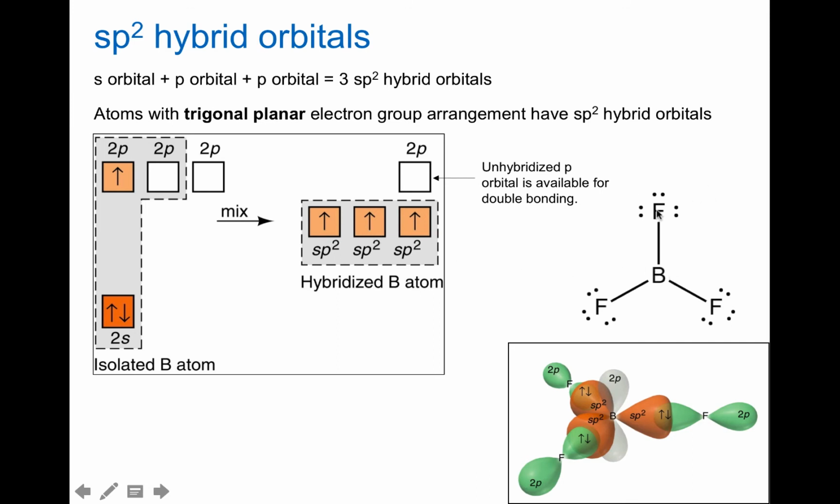The fluorine atom comes in and fills that space by sharing one of its valence electrons with boron. And so here's a depiction of this molecule where boron has these sp2 hybridized orbitals. One of the electrons is from the boron atom. The other electron comes from the 2p sublevel of fluorine.